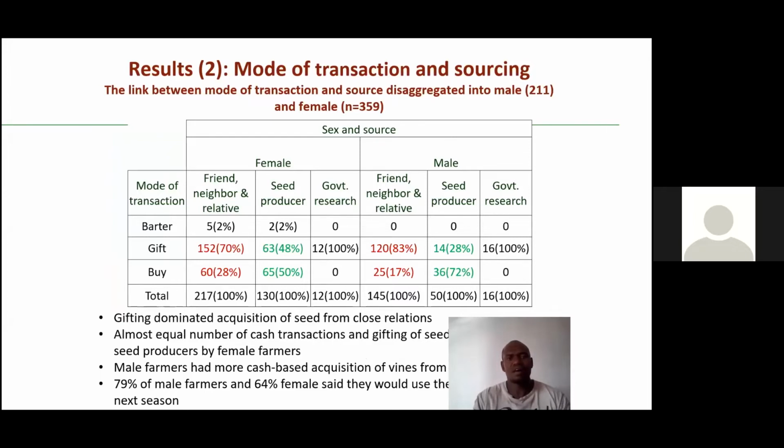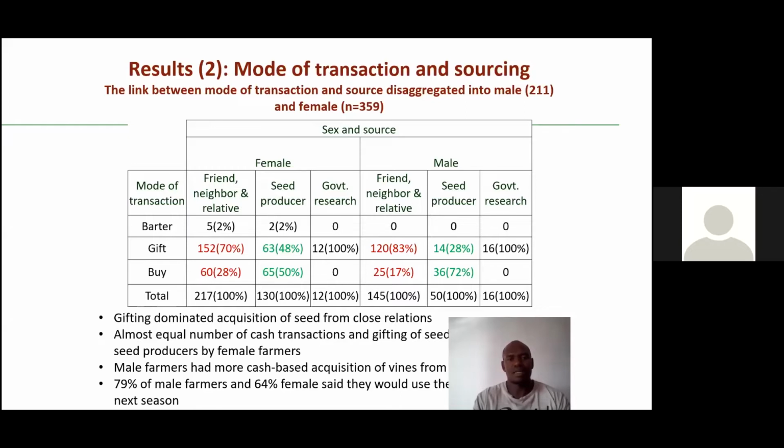And as you can see there, for female farmers, we had gifting of 70% among friends, neighbors, and relatives. And the same for male, it was 83%. And when you look at acquisition of seed from seed producers, it was almost equal for female farmers, whereas for male farmers, there was more buying from seed producers.